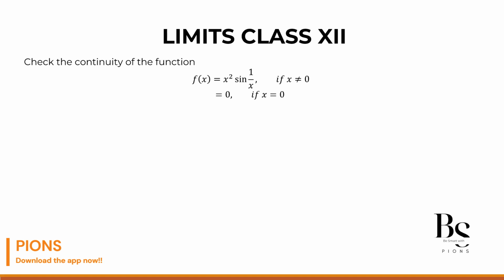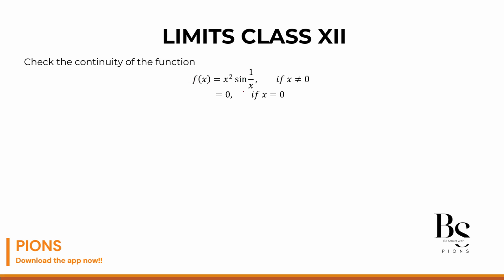It says check the continuity of the given function, and the function is given. So we have to check if LHL equals RHL. If it is so, then it is continuous. If it is not, then it is not continuous, right? So let's start with our first one.